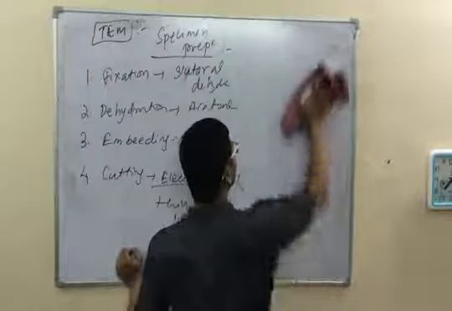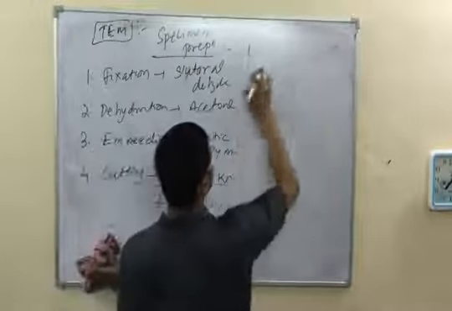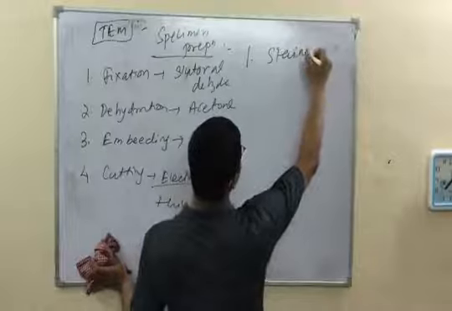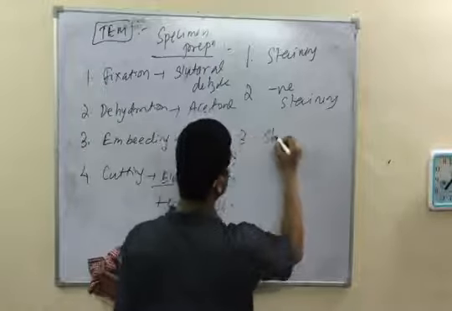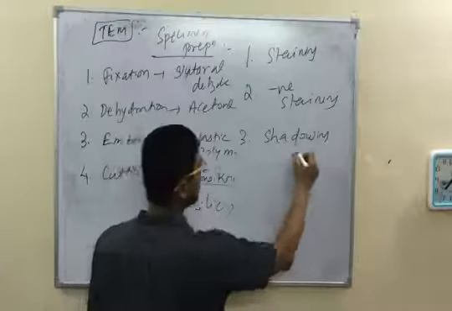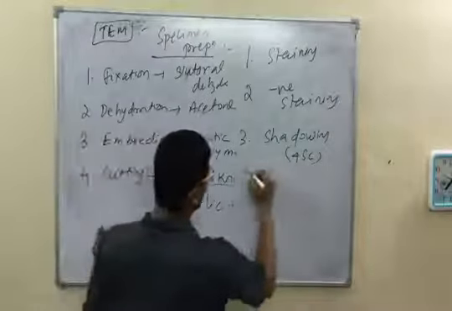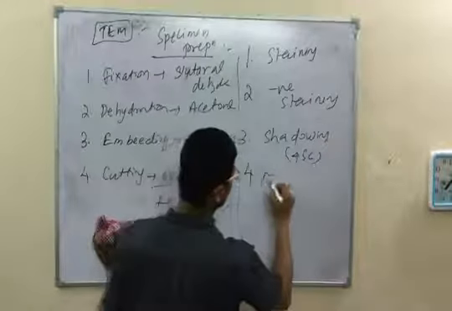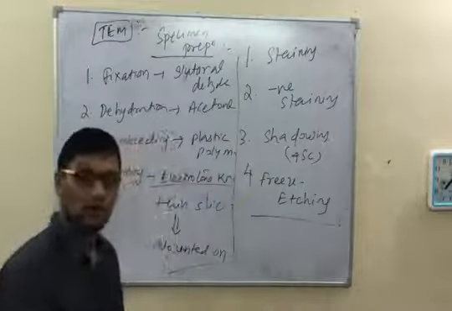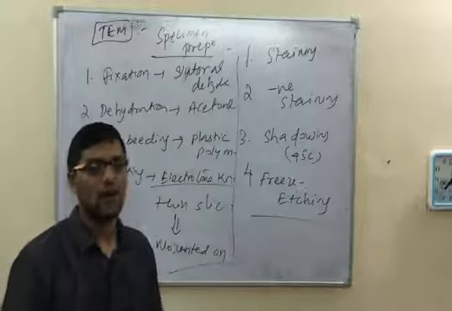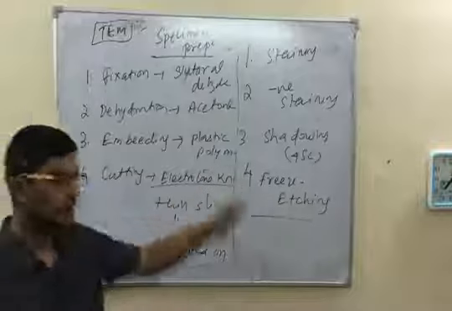Once the smear is prepared on the slide, there are various methods to demonstrate. You can do staining. This is the basic one. You can do negative staining also. You can do shadowing. Shadowing means you have to stain at 45 degree angle, so that only a portion gets stained. And the most advanced version is called freeze etching technique, where you have to totally cut the surface so that the internal structures are visualized. So these are the various methods to demonstrate the mounted slide by electron microscope.